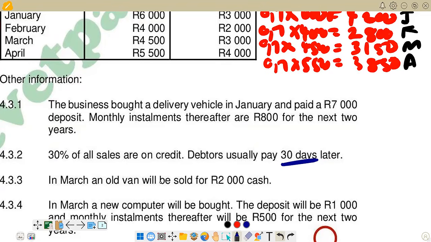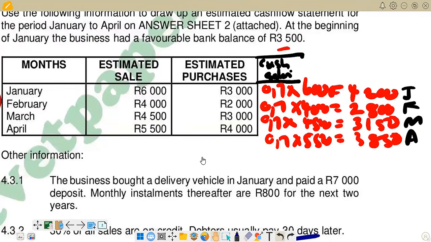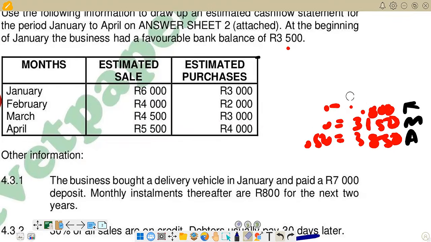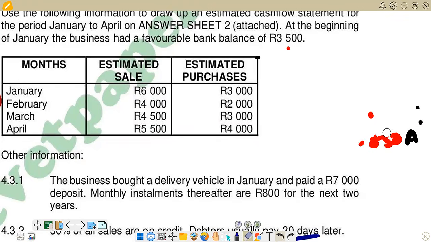So what we are going to do, we are going to calculate the credit sales for January, and the money is going to be received in February. So we are going to put it in February. So it means in January there's nothing that is going to be received in terms of credit sales. So here now we can just say, let's try to see there.